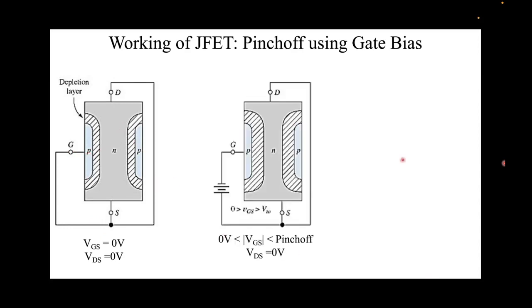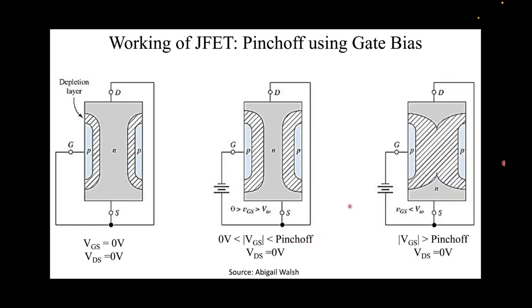So we apply some negative voltage, and naturally we expect the depletion region to increase, because now the gate source and the gate drain junctions have become reverse biased. So you can see the depletion region has increased. Now let's increase it: we have applied some gate voltage, let's say minus 0.5, minus 1 volt. Below a certain threshold, which we call pinch off.